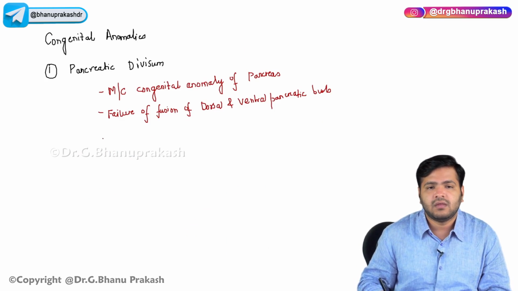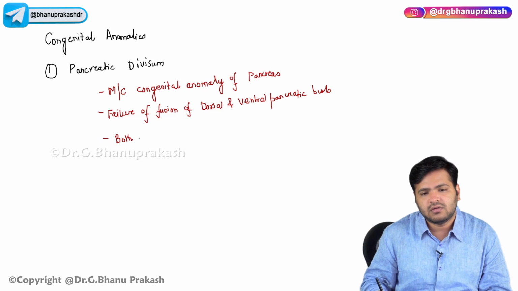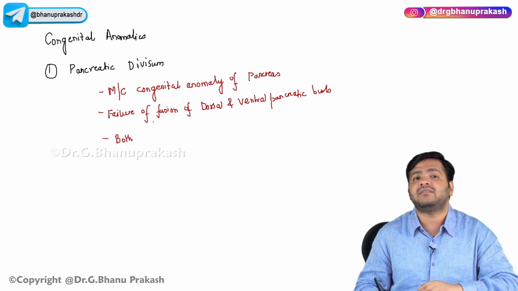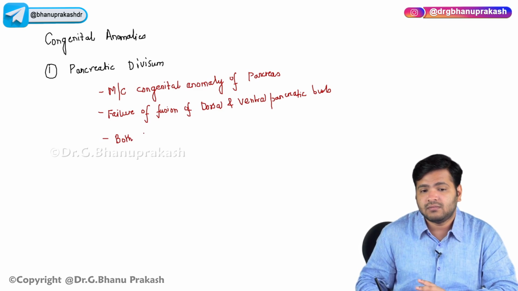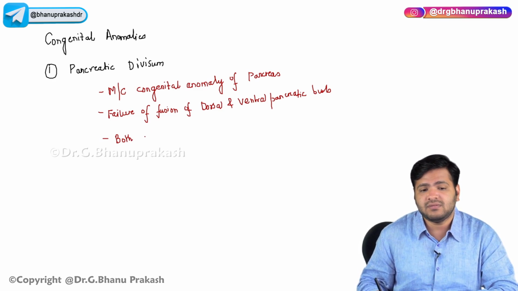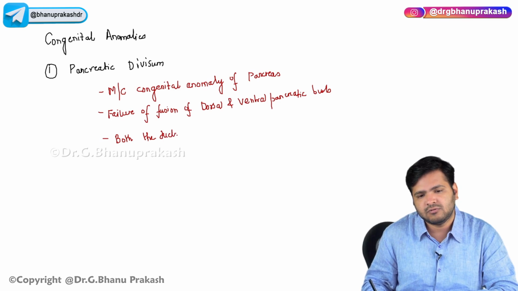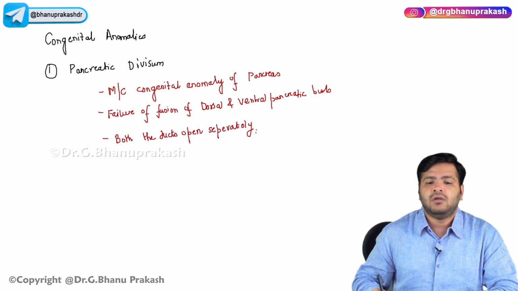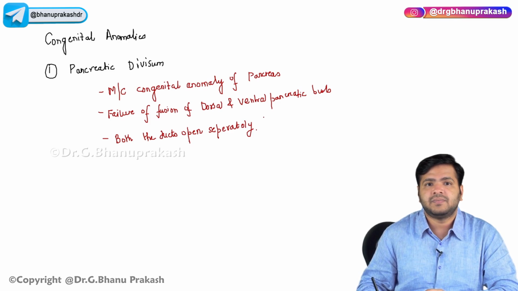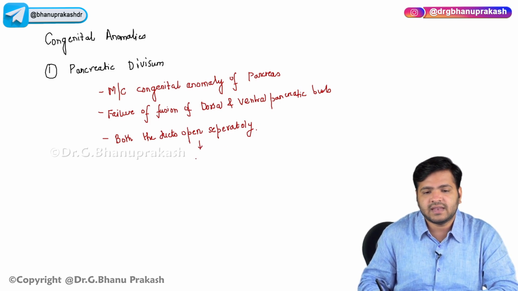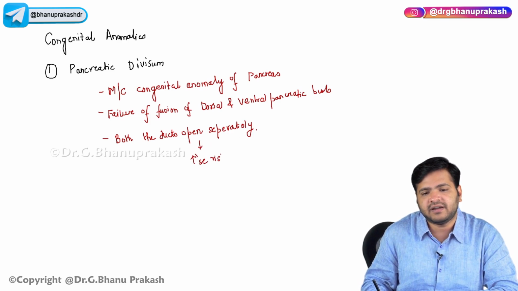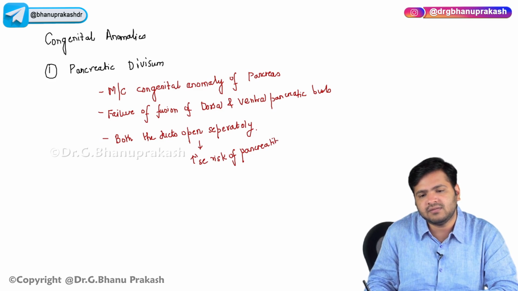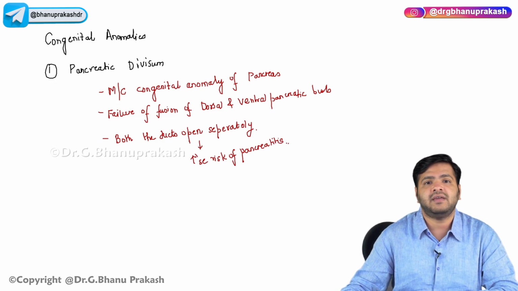So remember, if the ventral and the dorsal pancreatic buds are not fused, the ducts will open separately, or independently, right? So this can increase the risk of pancreatitis. It can increase the risk of inflammation of the pancreas, that is called as pancreatitis, right?